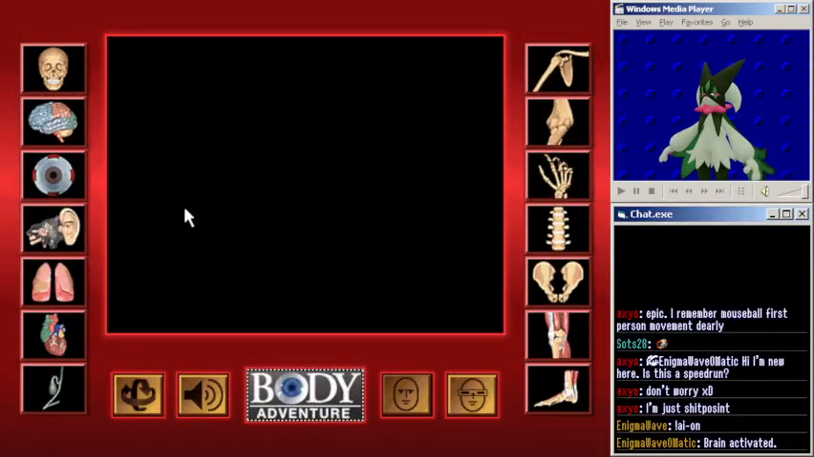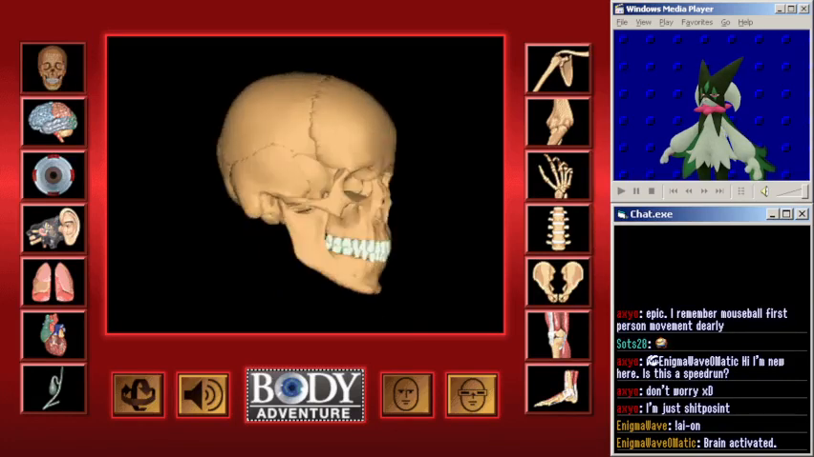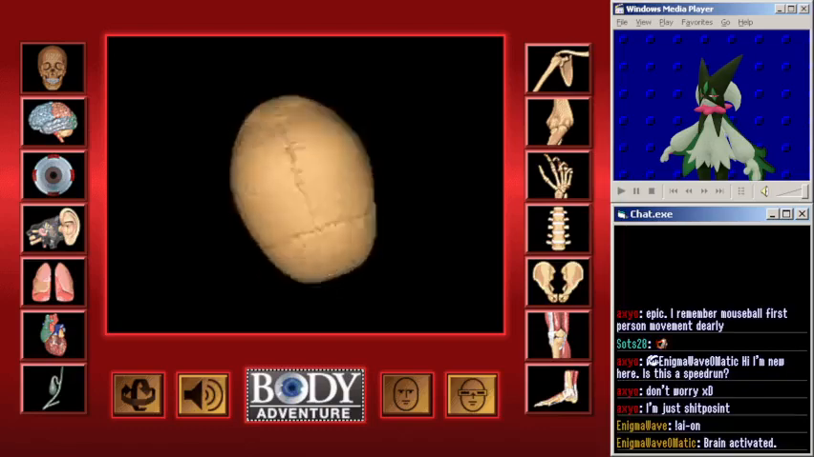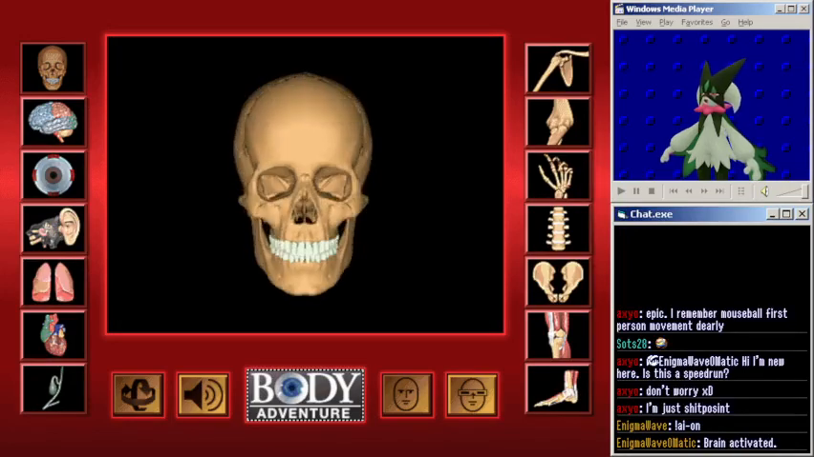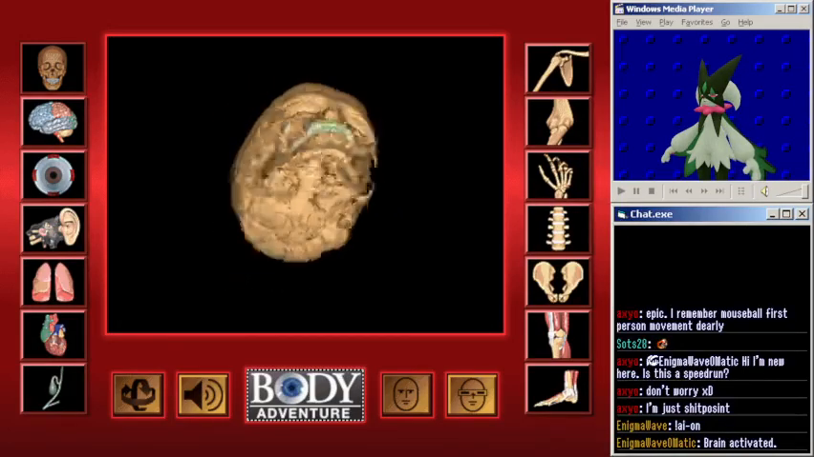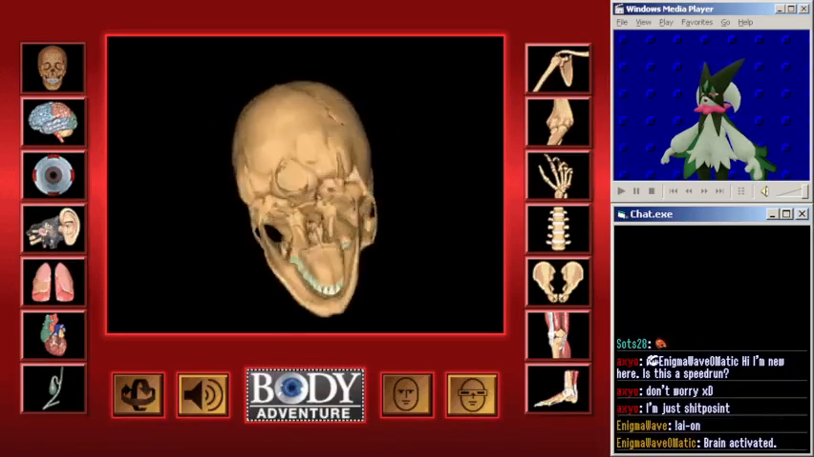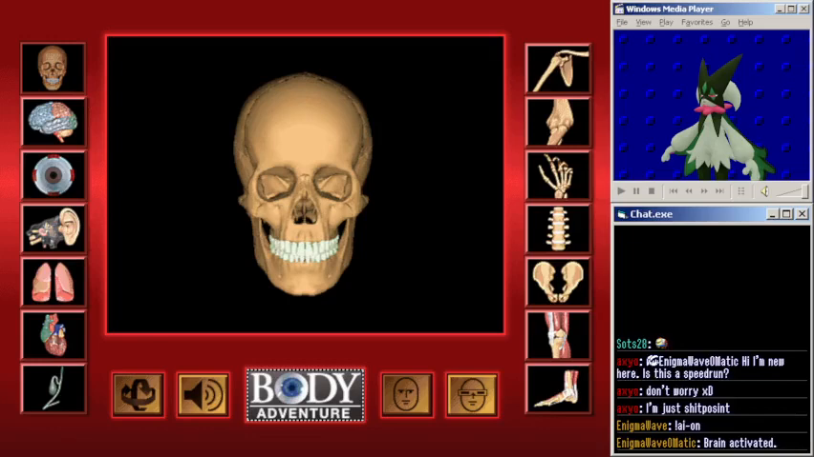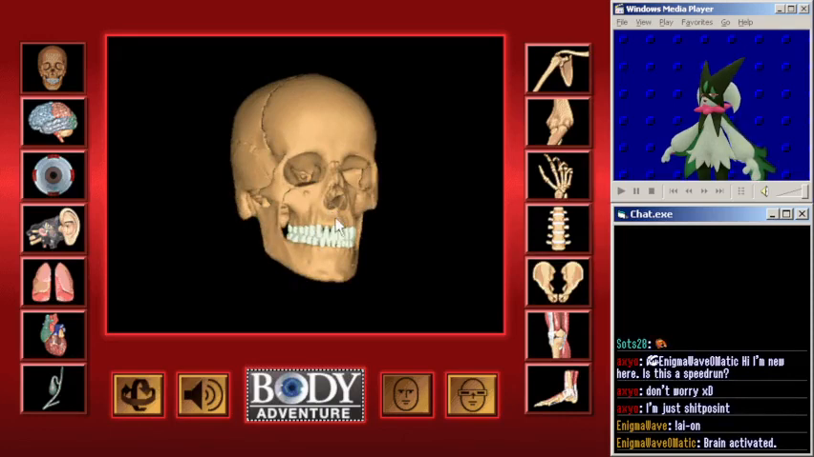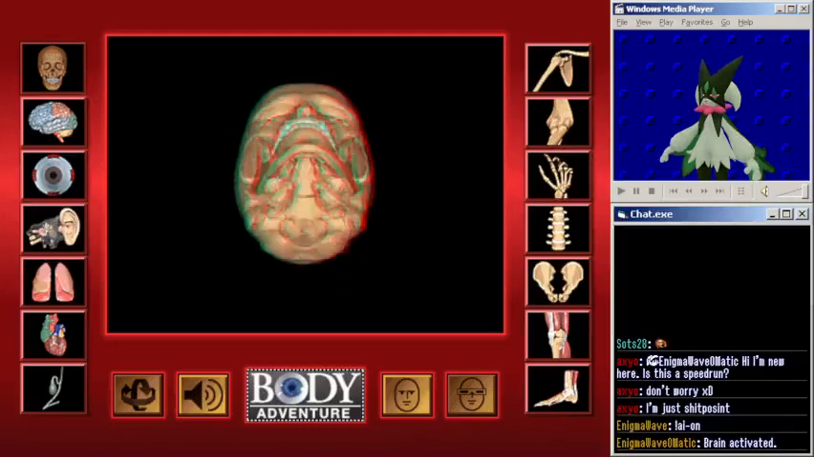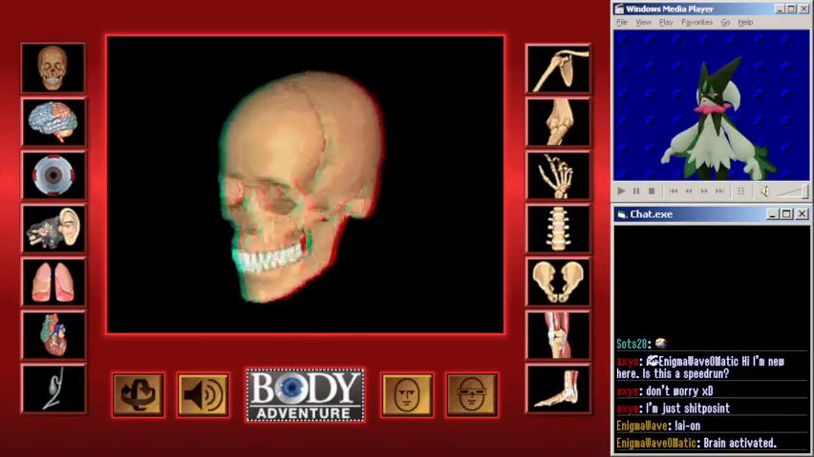To view an organ model, click on one of the organ icons displayed on either side of the screen. Skull. Oh, you can actually rotate along both axes this time. And I think all of this is just completely pre-rendered. Or maybe not, I don't know. It would have been software rendering, because the computer I played this on initially did not have anything even remotely resembling an accelerator. Ah, and there it is again. Skull, now in 3D.